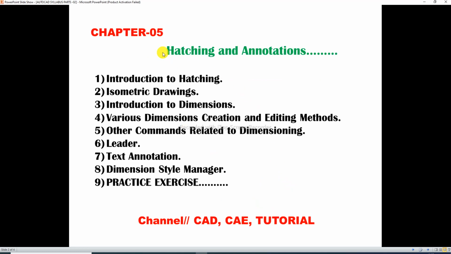The next chapter is chapter 5, hatching and annotations. See all the points here for hatching and annotations. The first point is introduction to hatching. Second is isometric drawings. Third is introduction to dimensions. Fourth is various dimension creation and editing methods. Fifth is other commands.